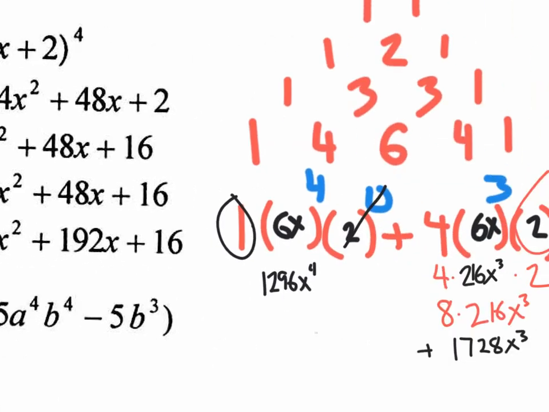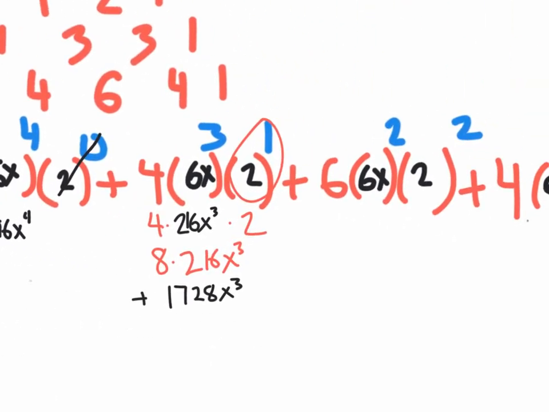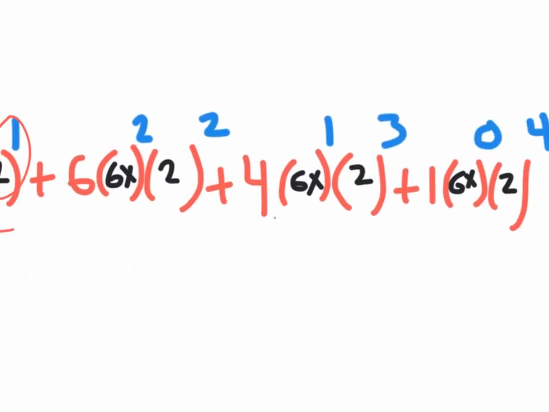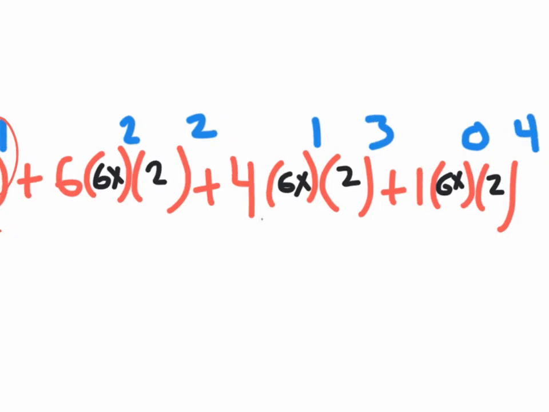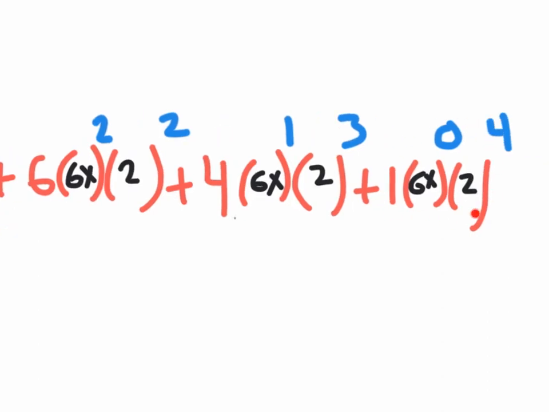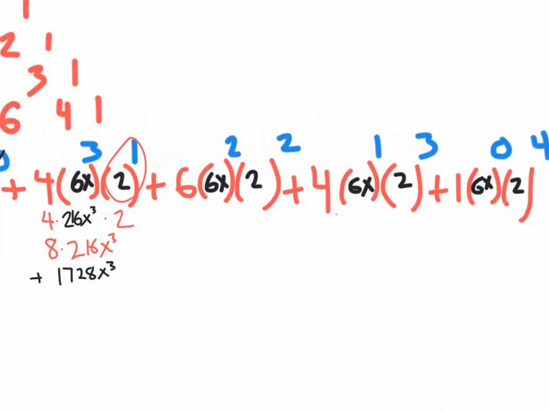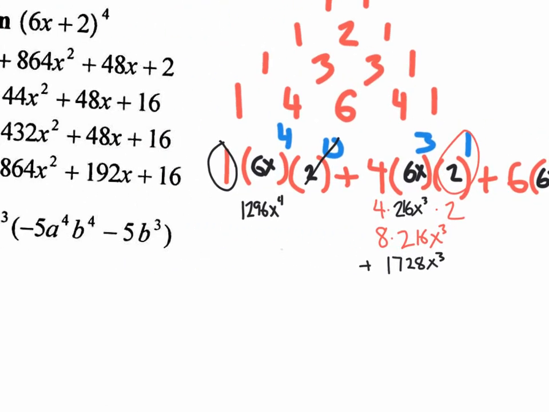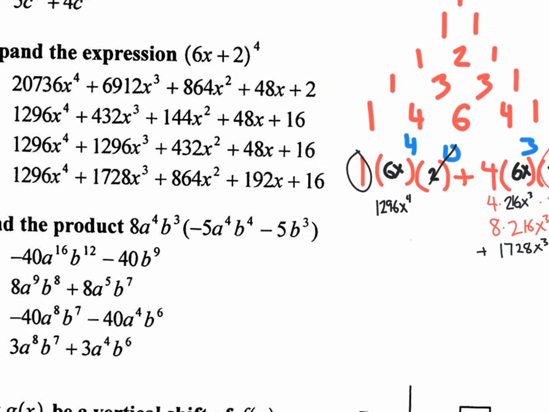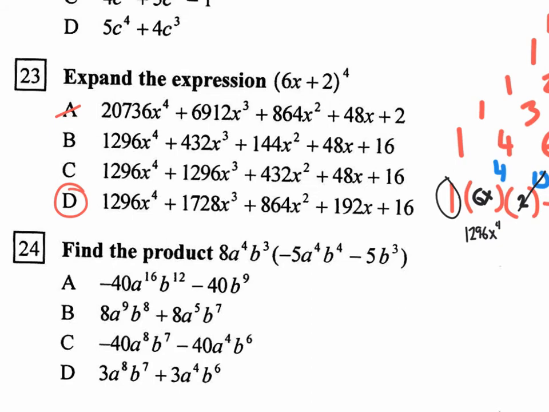Now, of course, the real way of completing this is to go through and do the work of all of this. That would be your third term. And then do the work of all of this. That would be your fourth term. And then do the work of all of this. And that would be your fifth term. Okay? But we could stop right there because we already could identify which is the correct answer just by the second term being 1,728x to the third power.